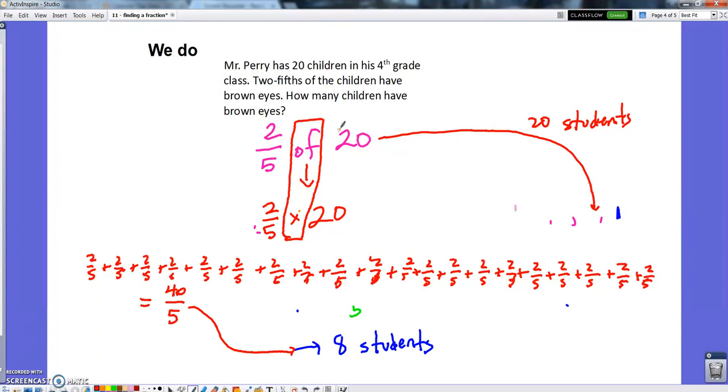So if it would help to go back and watch either example again, please do. Once you've got this as your third way to do this problem, you're all set.